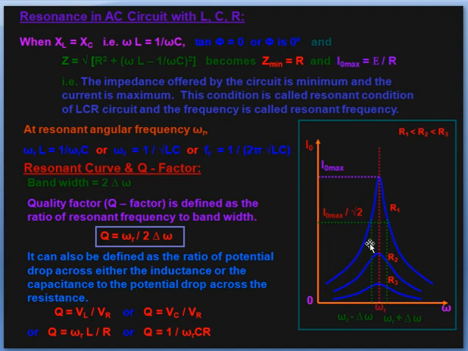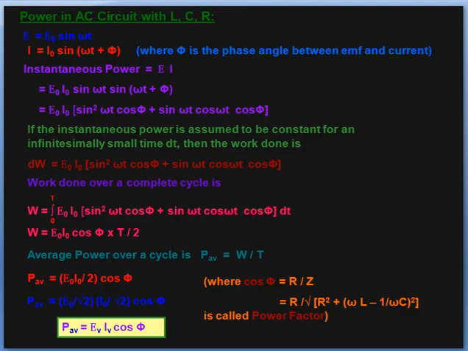Resonant curve and quality factor. See, this is the resonant curve, and this is the peak value of the resonant curve. Quality factor is defined as the ratio of resonant frequency to bandwidth, that is, Q is equal to omega R upon 2 delta omega. So in this way we can understand the concept of resonance in a circuit.